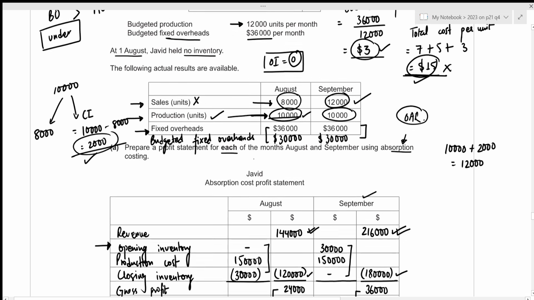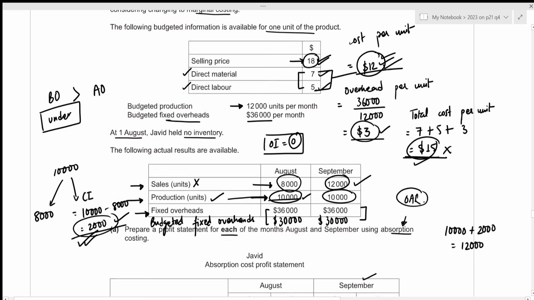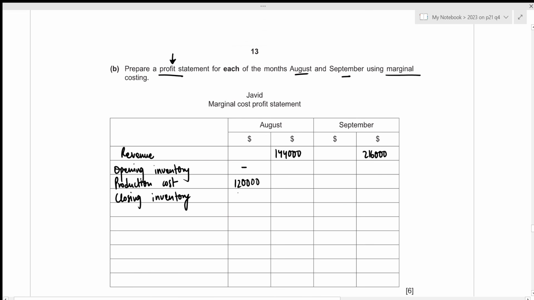Then the closing inventory units for the month of August was calculated to be 2,000. Again, the closing inventory will be valued at the direct cost. So that will be 2,000 times 12, which is 24,000. And we need to subtract the closing inventory. So the total cost of sales for the month of August will be 120,000 minus 24,000, which is 96,000, which we again need to subtract in order to get the contribution in this case. Let's calculate the contribution as well. That will be 144,000 minus 96,000, which is 48,000.